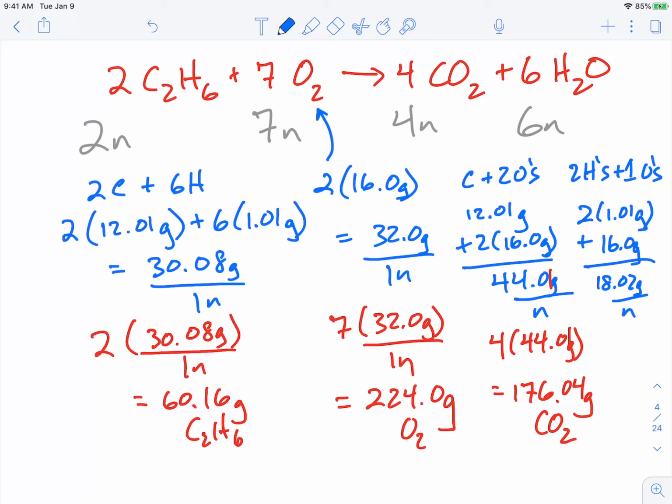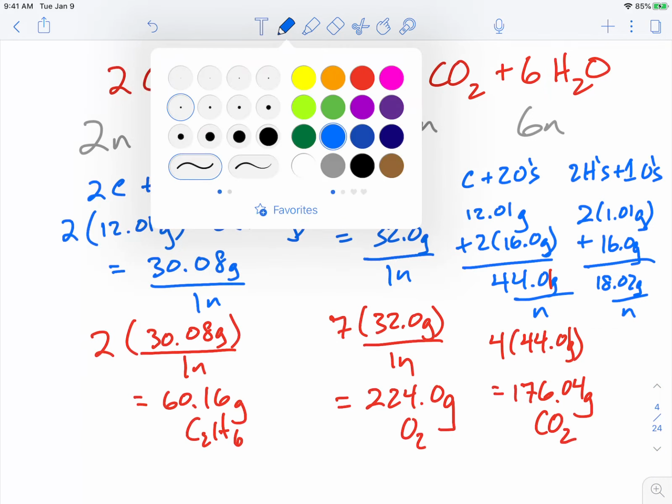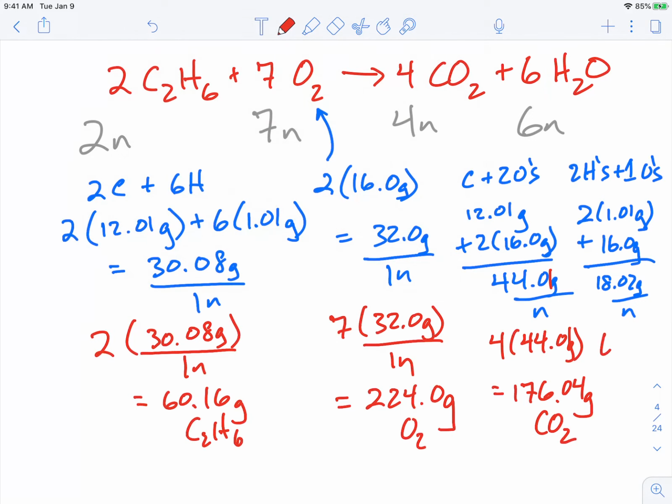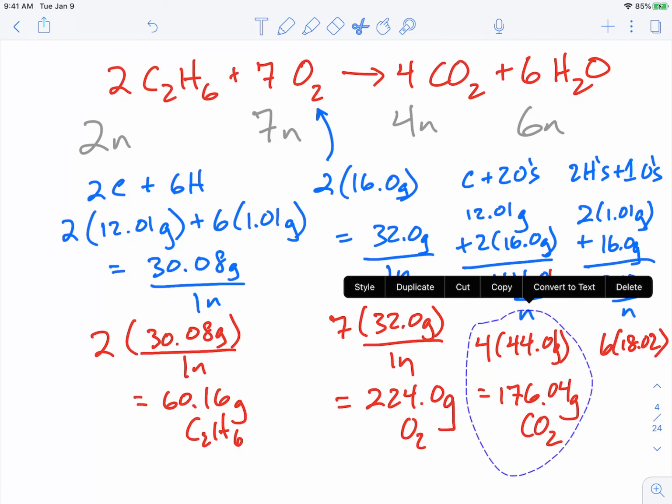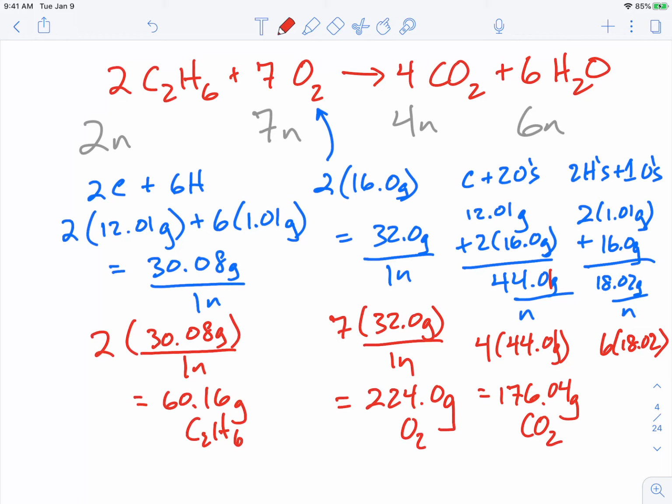And then multiplying that by our number of moles, which is 6. Let's see. So I would have 6 times my 18.02. And that's going to give me, let me move some things over here a little bit, 108.12 grams. All right.